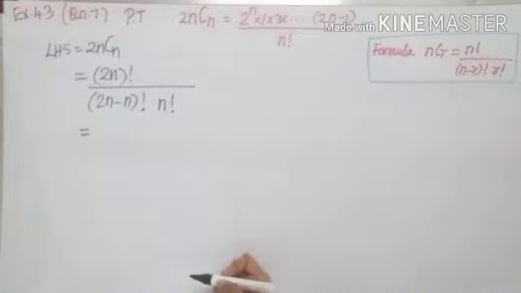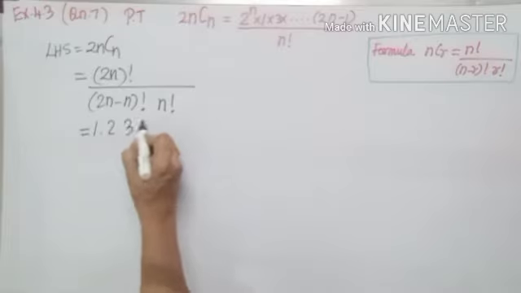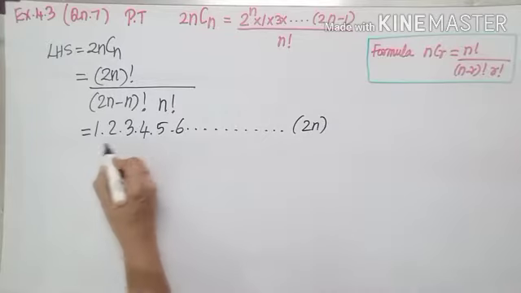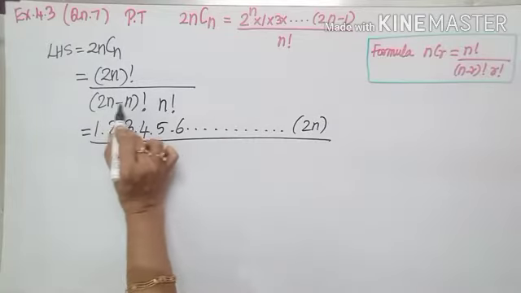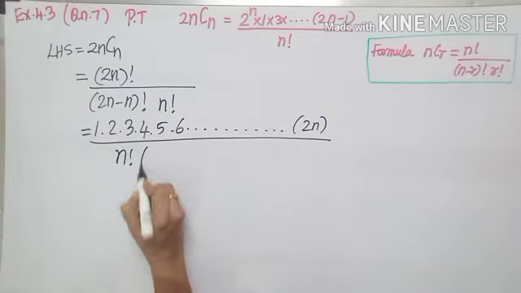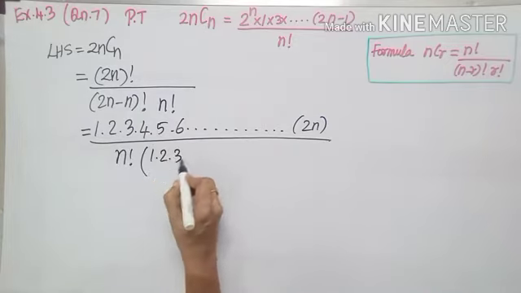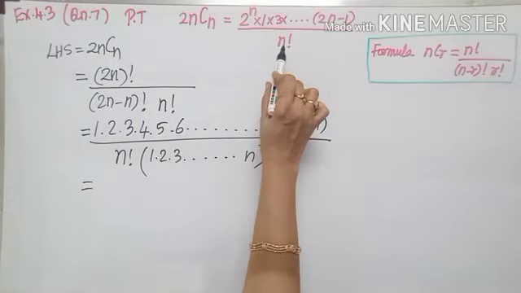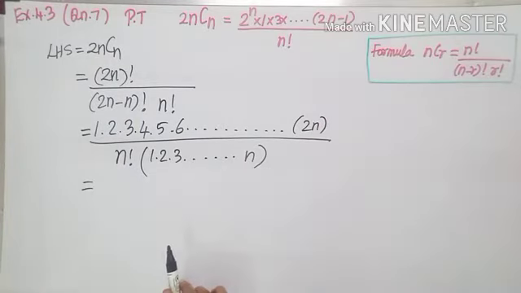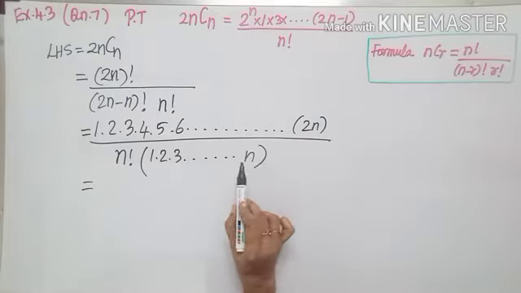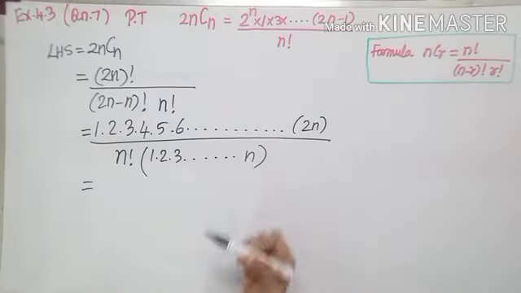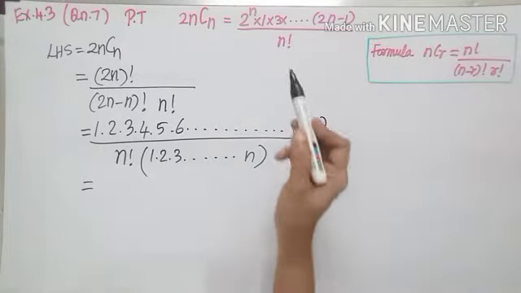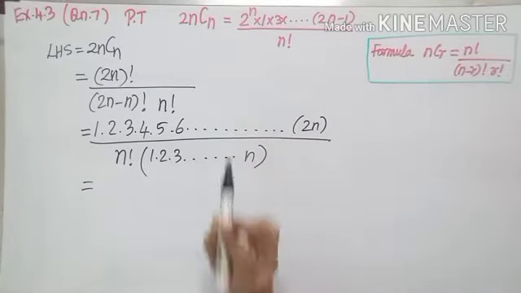How to write 2n factorial? 1, 2, 3, 4, 5, 6 and so on up to 2n, divided by, what is 2n minus n? n factorial. What is n factorial? 1, 2, 3 up to n. Look at the RHS. The denominator n factorial we will retain as it is. The other one we don't want in the RHS. How to cancel? The other clue is the numerator has only 1, 3 like that, that is, we need only the odd numbers.